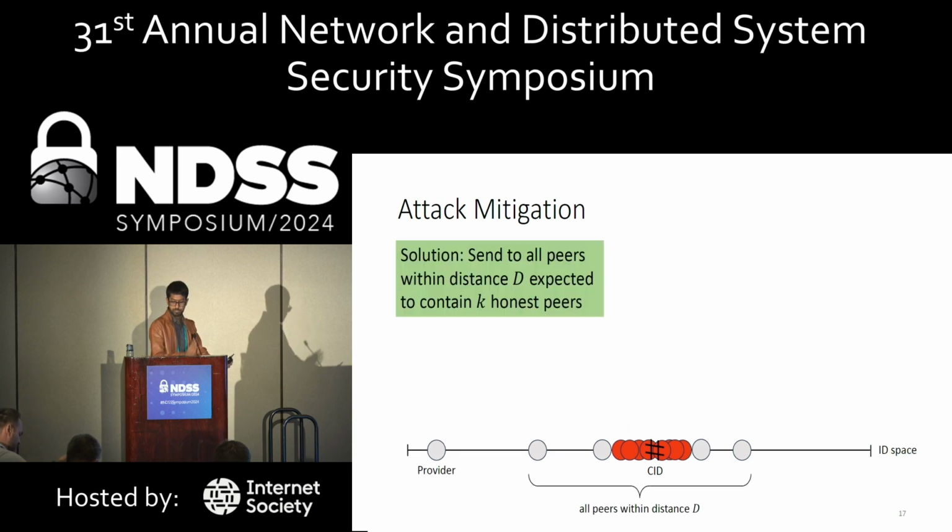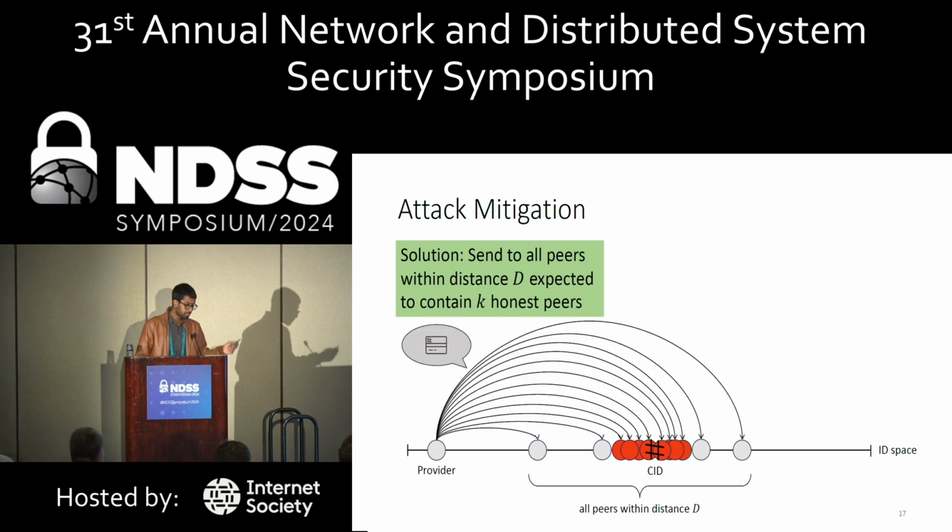But a solution that we show works is that instead of sending the provider record to a fixed number of peers that are close to the content ID, you send it to all peers that are within a fixed distance d from the content ID. What does this mean? The provider will now send the provider record to not just all these Sybil peers, but also to some of the honest peers. The key idea is that the honest nodes are still around. The adversary just launched more nodes.